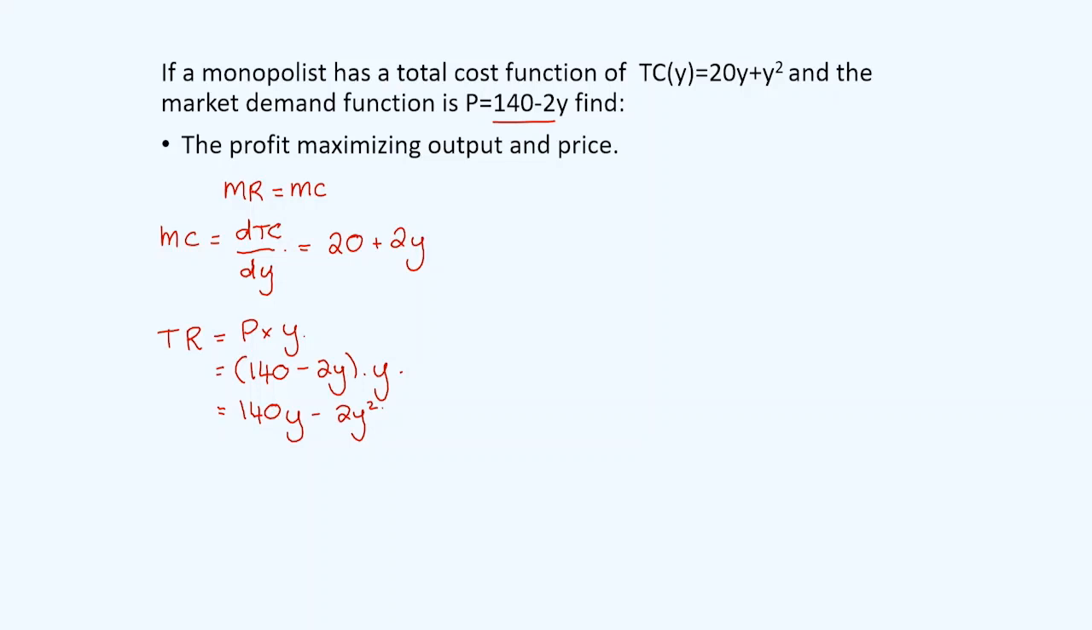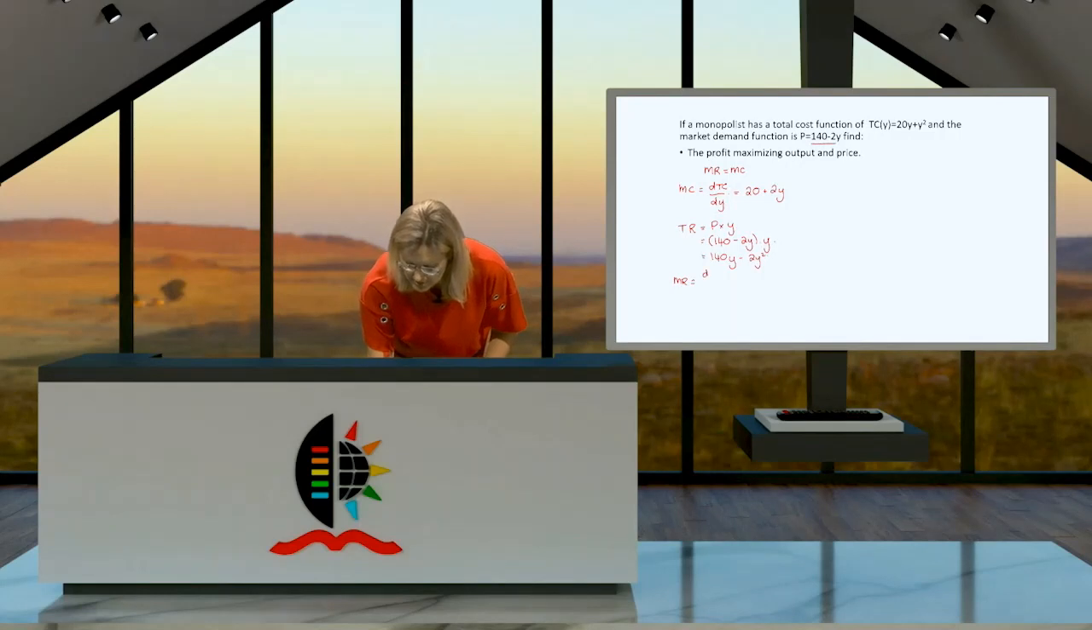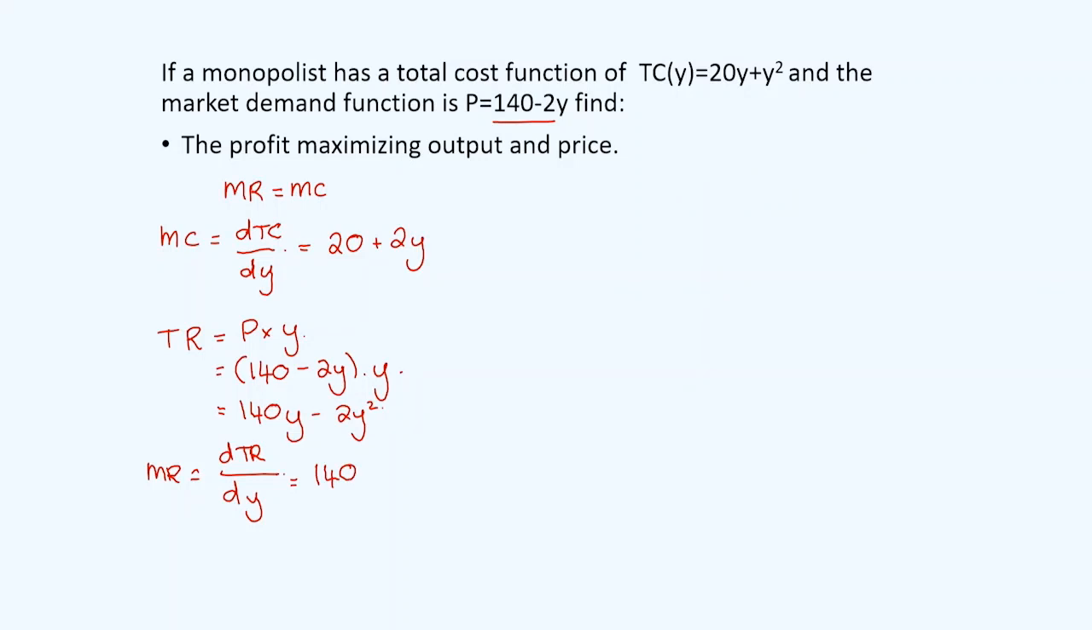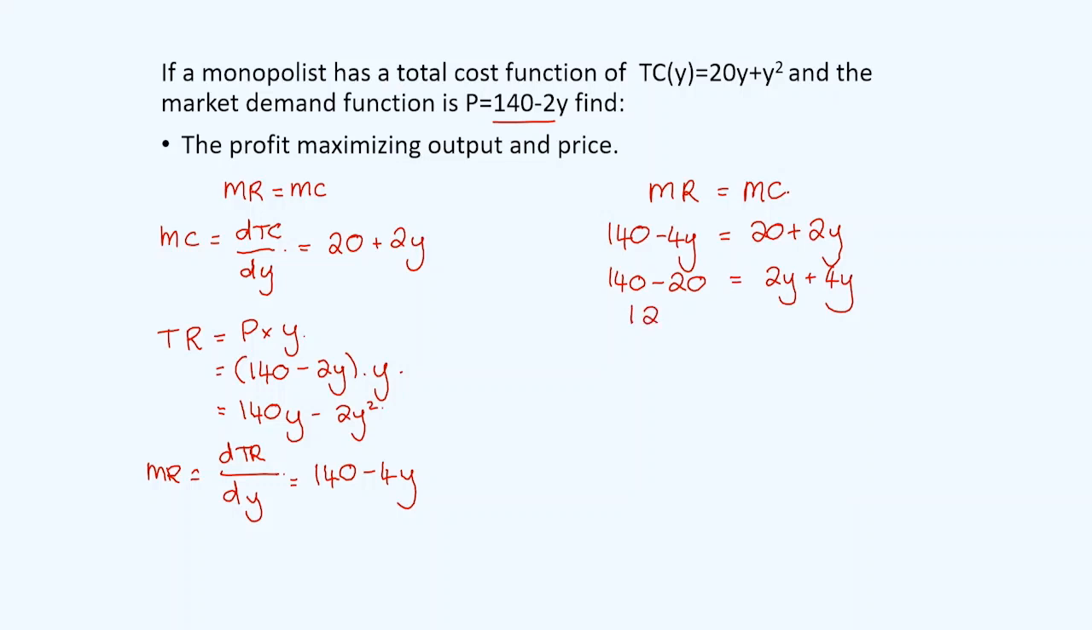So to calculate marginal revenue now, we need to find the derivative of that function with respect to output, and we would get 140 minus 4y. Again, using the power function rule to differentiate. So we can now set marginal revenue equal to marginal cost: 140 minus 4y equals 20 plus 2y. And we now need to solve for output. Solving for y is going to give us 20. Okay, so y equals 20. Okay, so output, the profit maximizing level of output in this example, is 20.